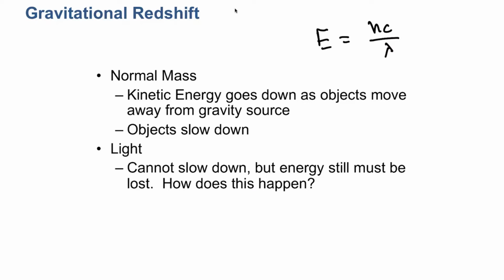Light that's emitted near the surface of a black hole will lose energy as it moves away from the black hole and shift towards a longer wavelength, which is a redshift. And so that's what we call gravitational redshift. Light that is emitted near a black hole will look much redder than it should because it's lost energy as it moves away from the black hole.